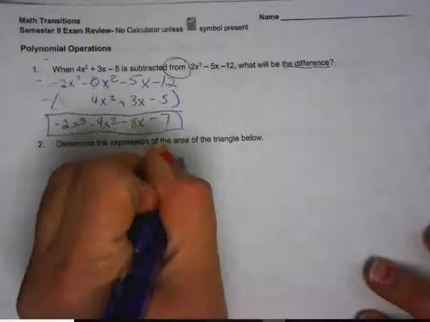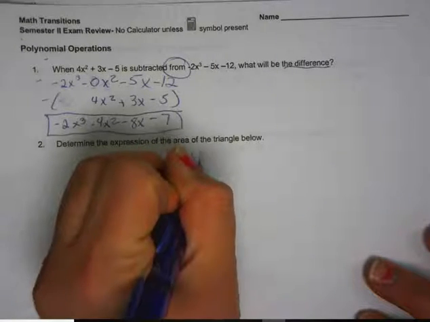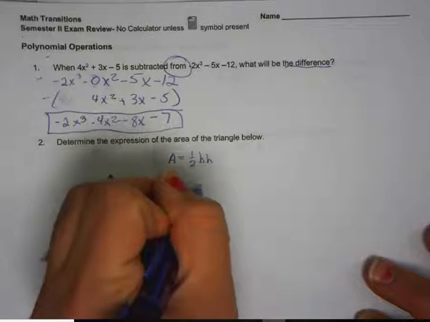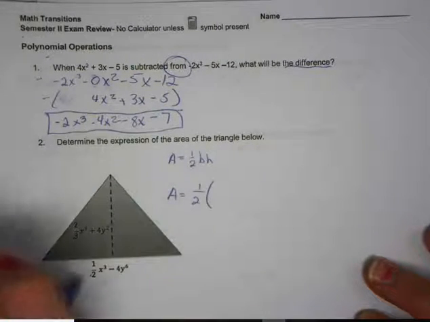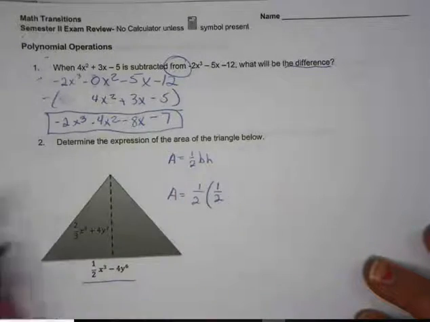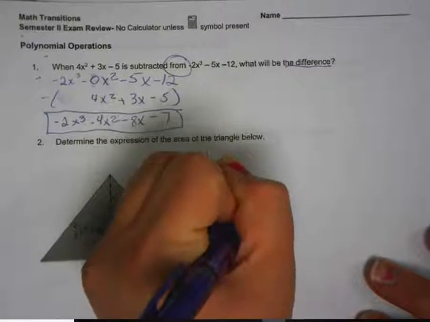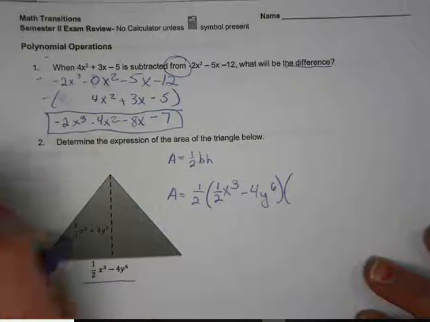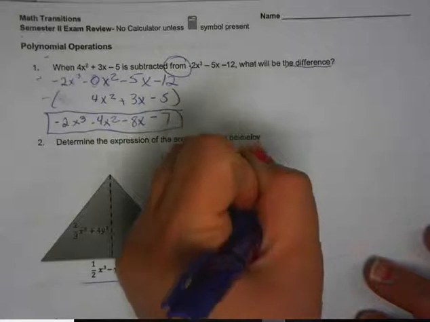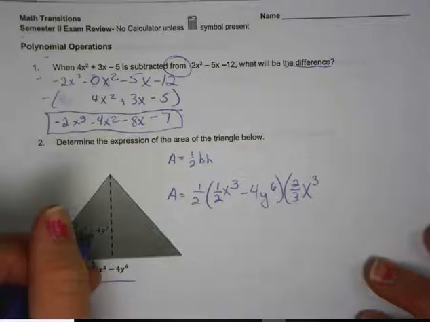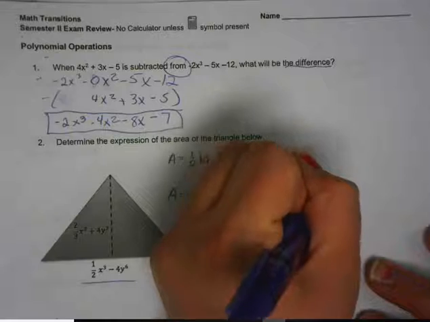So the next one, number 2, is determine the expression of the area of the triangle below. Note that area for a triangle is 1/2 base times height. So we're going to have area equals 1/2, and then it's going to be our base, which is 1/2 x cubed minus 4y to the 6th, and our height is going to be 2/3 x cubed plus 4y squared.